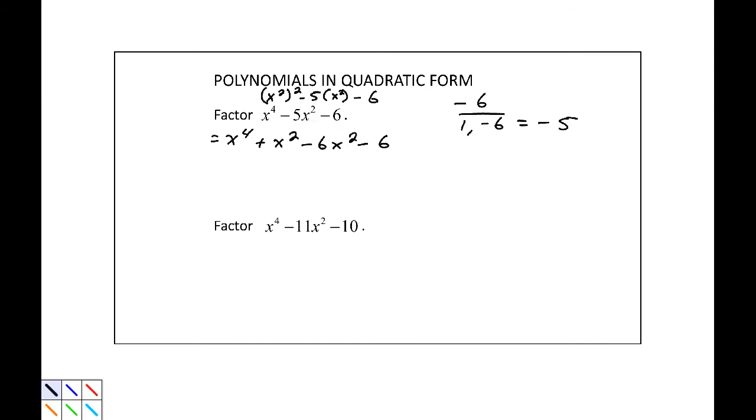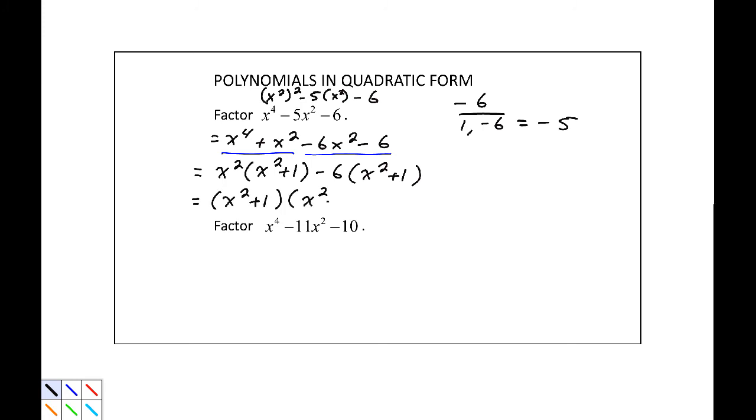Now I'm going to apply factoring by grouping. The first two have an x squared in common, which would leave us with an x squared plus 1. The second two have a negative 6 in common, which we factor out, leaving us with an x squared plus 1. So this factors as x squared plus 1 times x squared minus 6.